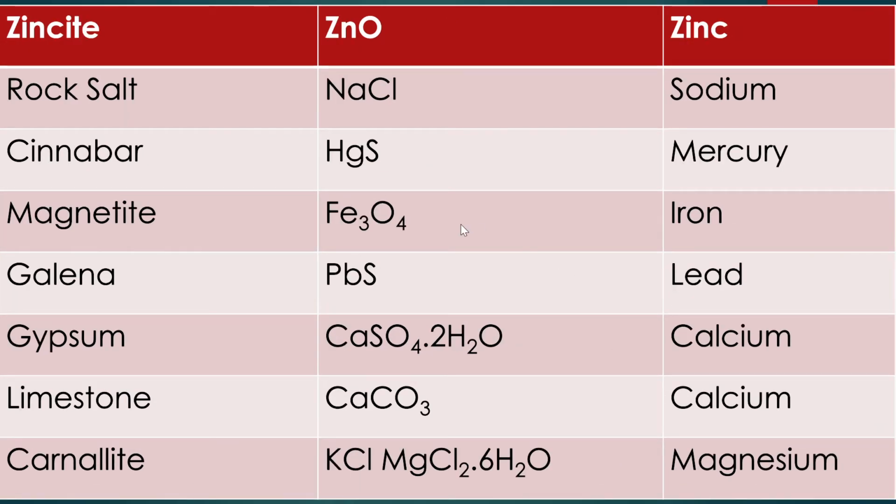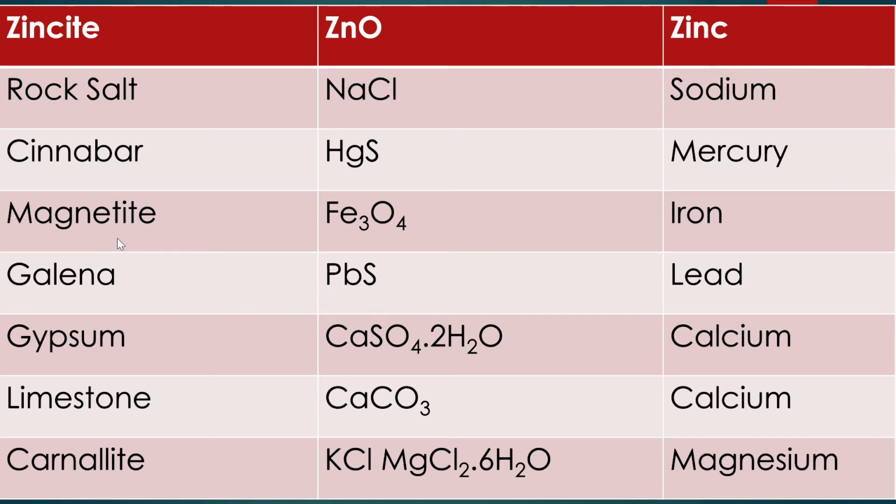Next one, zincite. The chemical formula of zincite is ZnO, zinc oxide, and the metal which we are extracting is zinc. Rock salt. The chemical formula of rock salt is NaCl, sodium chloride, and the metal which we are extracting is sodium. Next comes your cinnabar. The chemical formula of cinnabar is HgS, mercuric sulfide. Hg is mercury, S is sulfur. The metal which we are extracting is mercury.